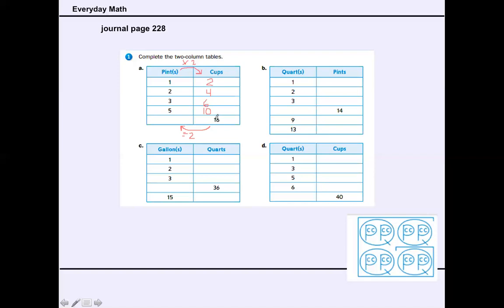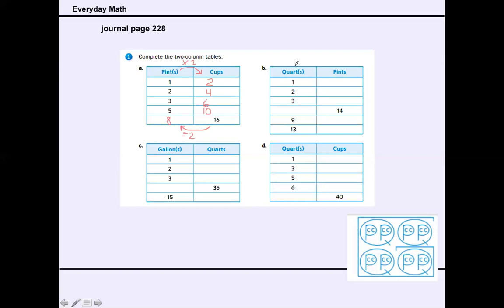And for 16 cups, I'm going to divide by 2 because I'm going the other way. So I'm going to get 8. So there are 8 pints in 16 cups, or 16 cups in 8 pints. 1, 2, 3, 4, 5, 6, 7, 8. And in these 8 P's in my gallon, if I count these C's, I will get 16 and know I'm correct. Let's move on to B.